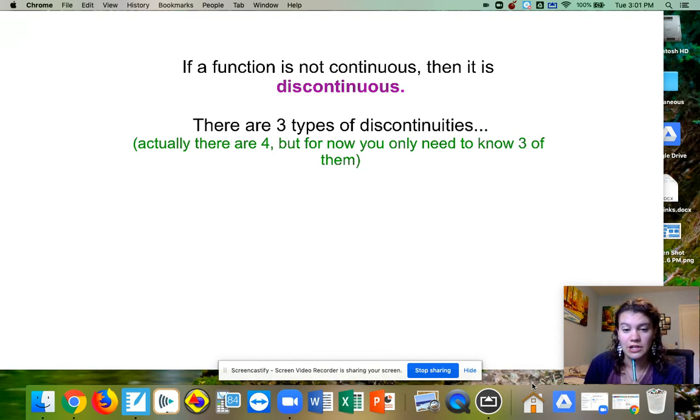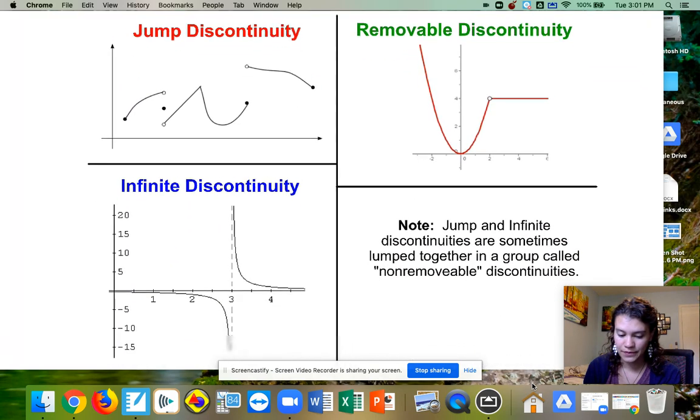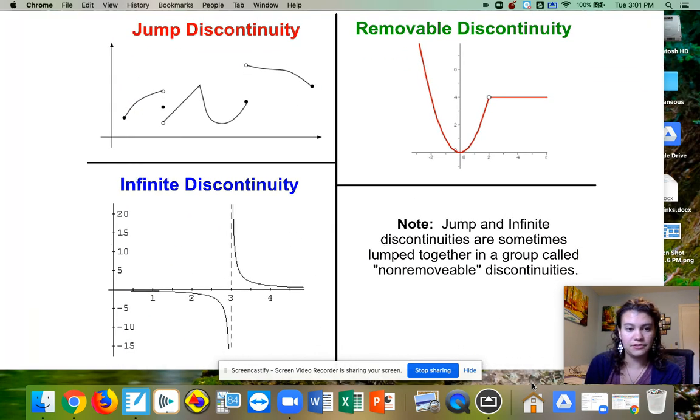So we're going to talk about 3 types of discontinuities. There is a 4th, but that 4th one you'll get to in calculus. So, 3 types of discontinuities, and they're going to be on this next slide. A jump is when you have a jump in your graph. So here, you have this, and then you jump up to an open circle.